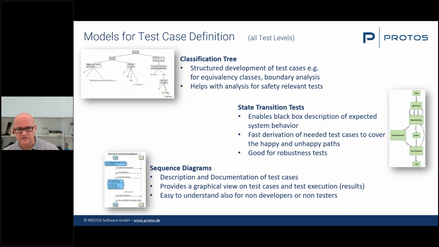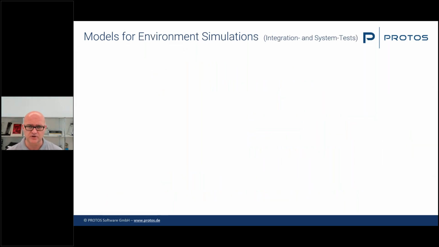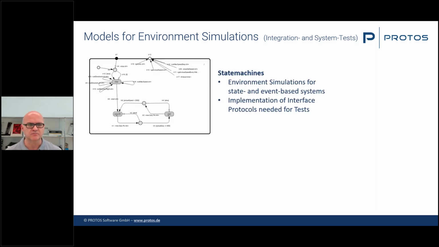So those are typical examples for models for test case definition. So now we go to models for environment simulation. Also only examples, but very typical examples. You need them for integration and systems tests, usually, for example, hardware, software in the loop, and so on.